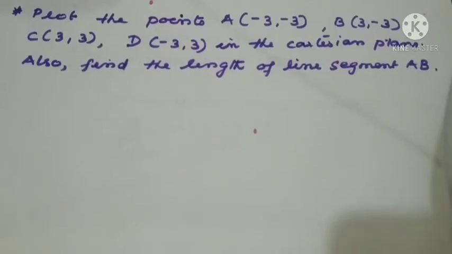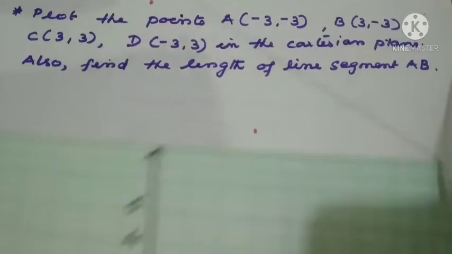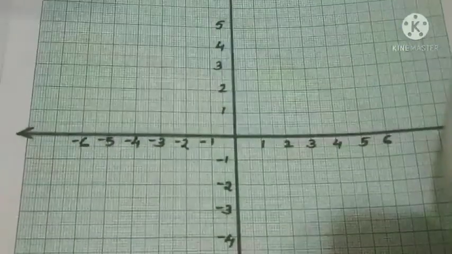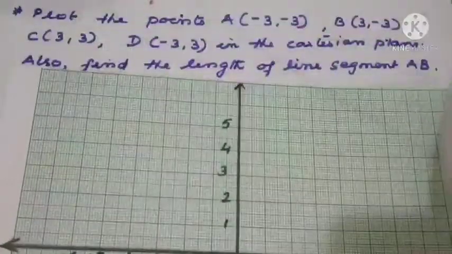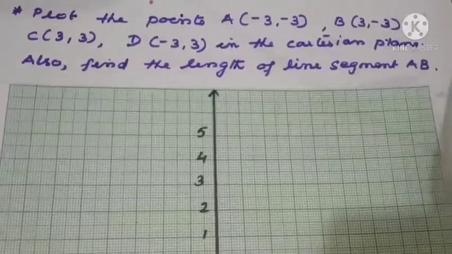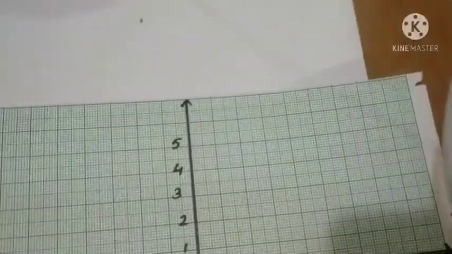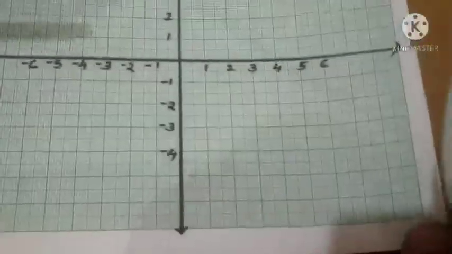Plot the points A(minus 3, minus 3), B(3, minus 3), C(3, 3) and D(minus 3, 3) in the Cartesian plane. Also find the length of line segment AB. So first we have to plot the points only. So first the Cartesian plane, that is our graph sheet, we should take and we should mark the x-axis and y-axis. Now what is the first point? Minus 3 comma minus 3. So now let us see the graph.